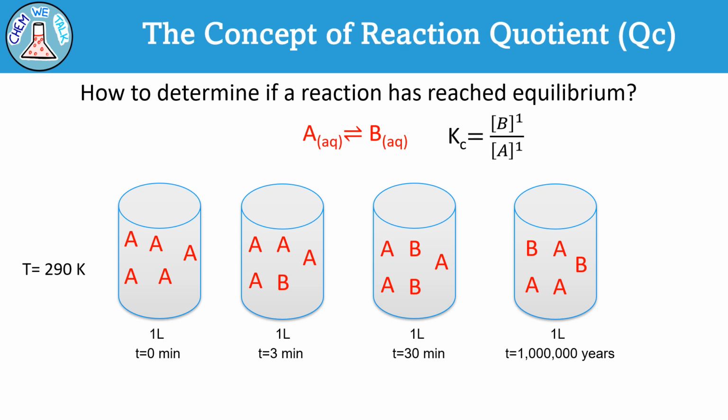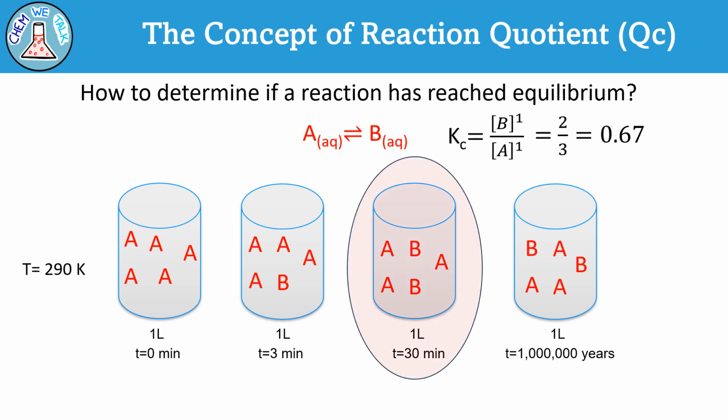All right, so now we're going to introduce the concept of reaction quotient, which is going to be used to determine if a reaction has reached equilibrium or not. Let's go back to our first scenario, but let's pretend that we know this was at equilibrium, where we got 2/3 as our Kc, so 0.67. So you did this experiment yourself at 290K, and you calculated it.